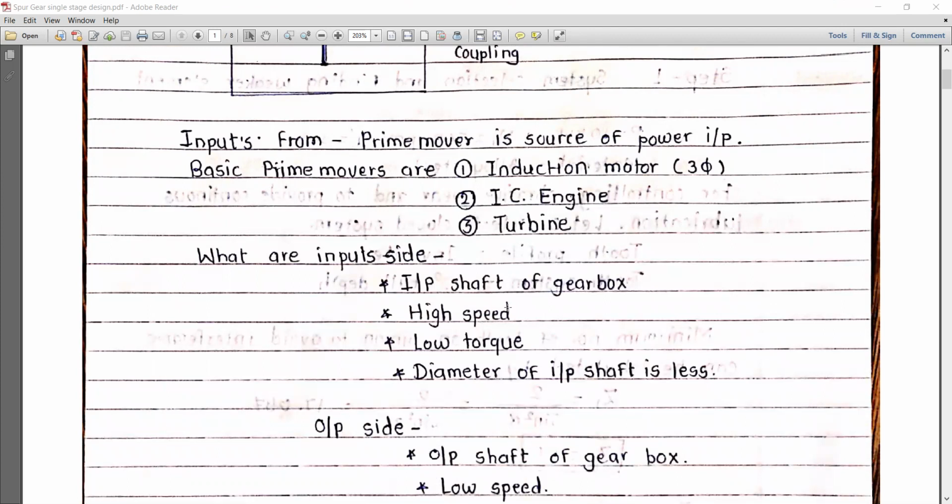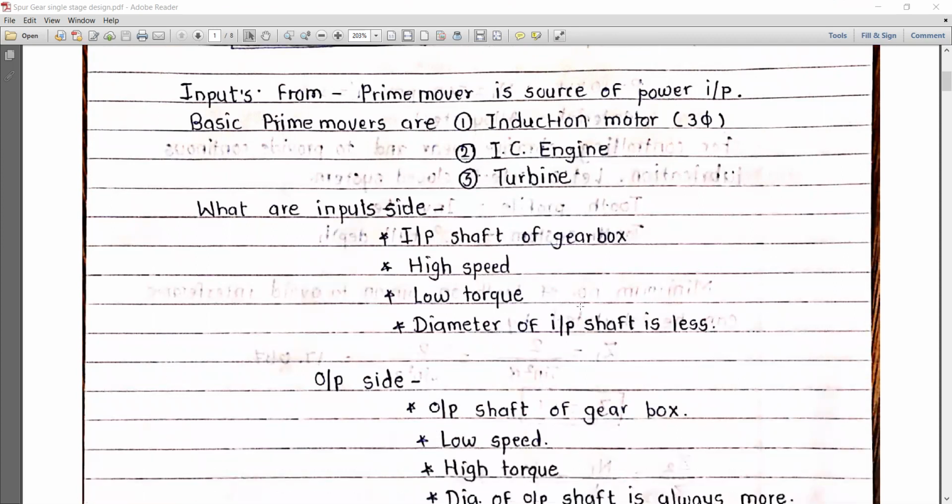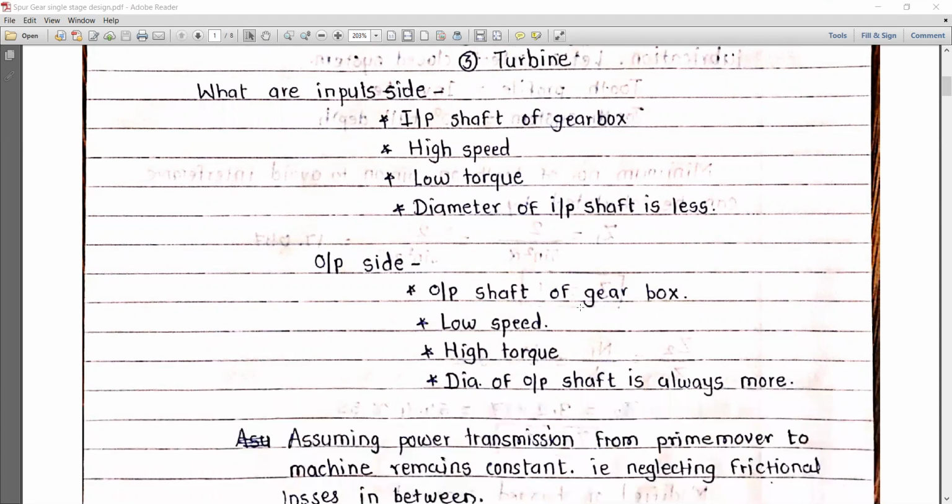Inputs, prime movers, are induction motor, IC engine and turbine. What are we expecting on the input side? The input shaft of the gearbox, then the speed should be high. If speed is high, then the torque is low. So high speed and low torque input. As the torque is less, the shaft diameter is less. What should it be on the output side?